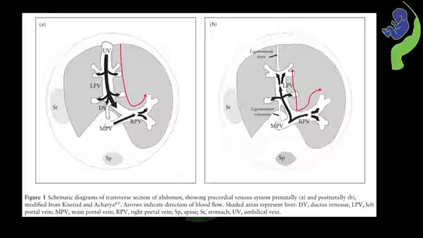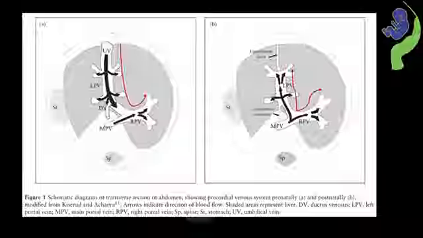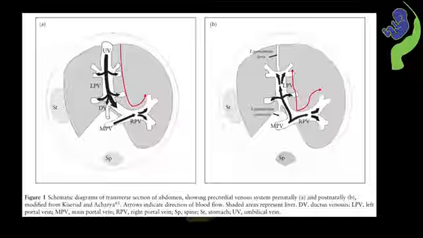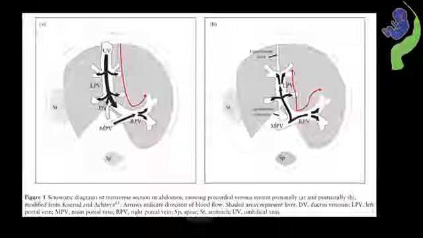One of the important points to appreciate here is that the direction of the venous flow, as indicated by the arrows, is completely reversed in postnatal life when compared to fetal life. This reflects the transition from placenta-dependent circulation to autonomous hepatic portal perfusion after birth.